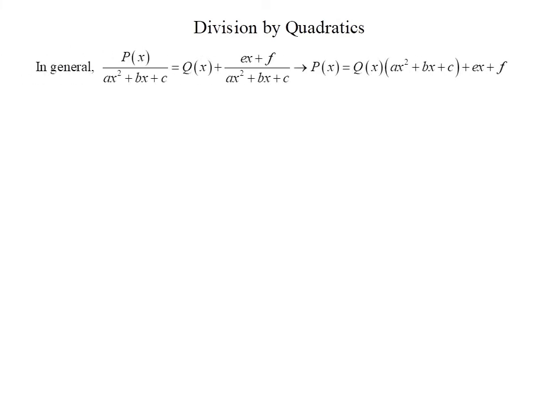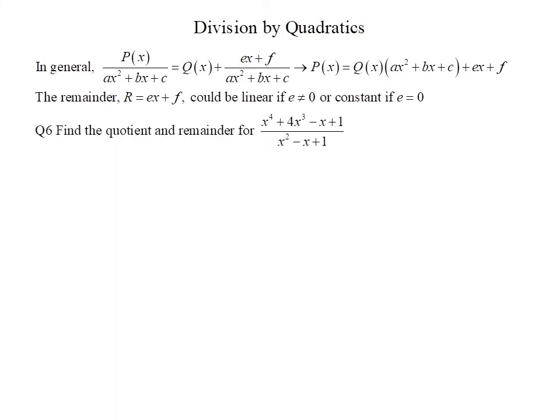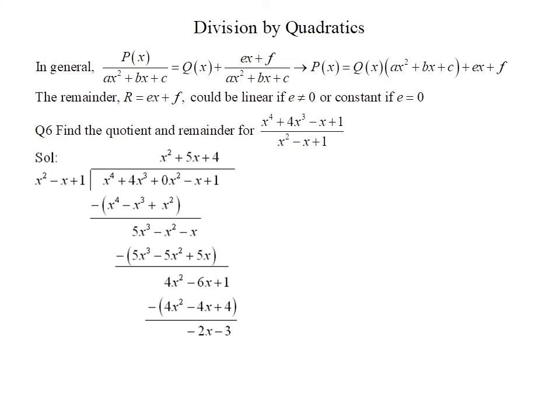Now we look at the division of a polynomial by a quadratic factor. In this case, the remainder can be either a linear factor or a constant. Example 6 is such a question. The polynomial x to the power of 4 plus 4x cubed minus x plus 1 is divided by x squared minus x plus 1. As we did in the previous example, the first step is to find a term which we multiply by x squared to get the term x to the power of 4, which is x squared.